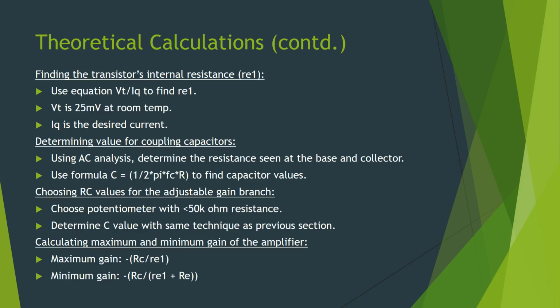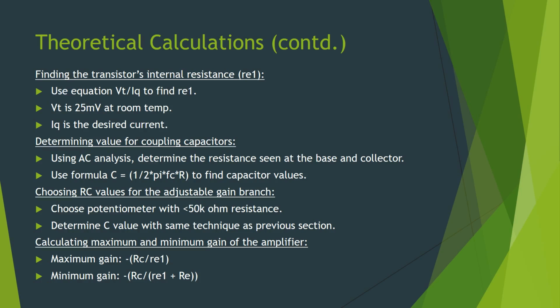Our next goal is to find the values for the coupling and bypass capacitors that we're going to be using. But first we need to find the transistor's internal resistance, which is Re prime. We find it with the equation Vt divided by the quiescent current. Vt we can assume is 25 millivolts at room temperature, but this does change with temperature, but we're just assuming room temperature. And then Iq is the desired current, so for us that's 1 milliamp. So we divide 25 millivolts by 1 milliamp and we come out with 25 ohms as the internal resistance of our transistor.